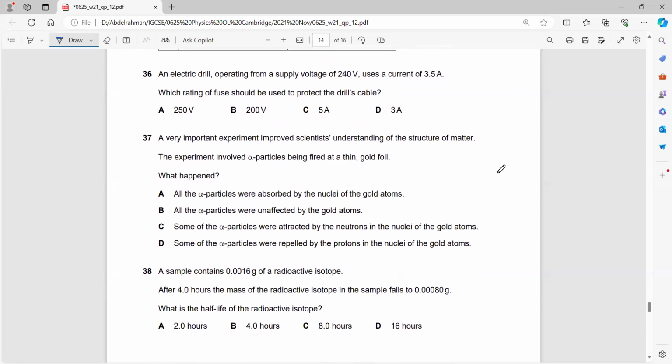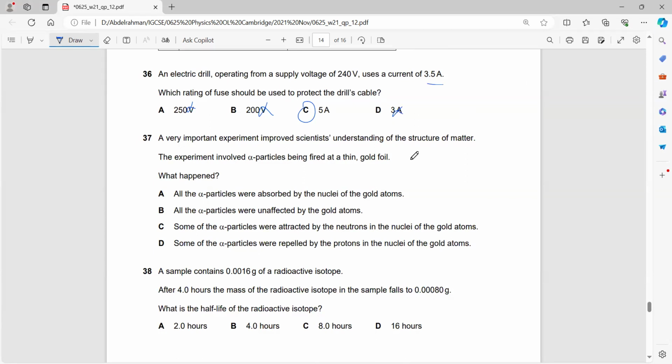An electric drill operating from a supply voltage of 240 volts uses a current of 3.5 amperes. What is the rating of the fuse? C, yes, it has to be C. Again, you cannot use the rating in volts, and it cannot be less than the actual needed current. So it has to be C.